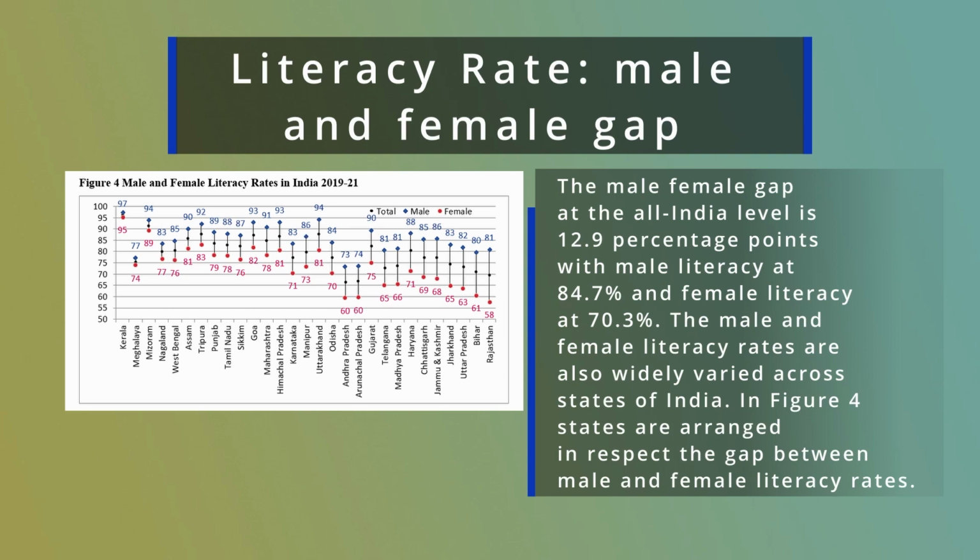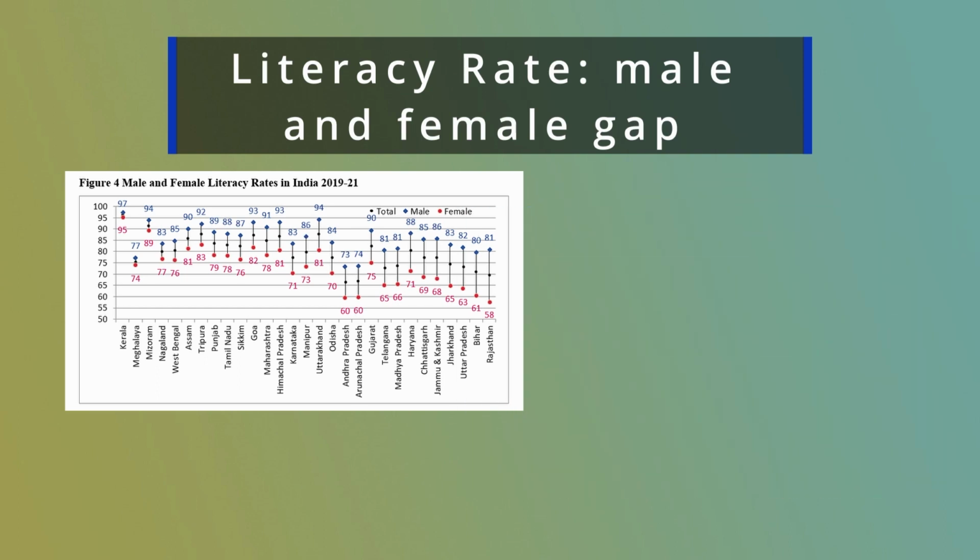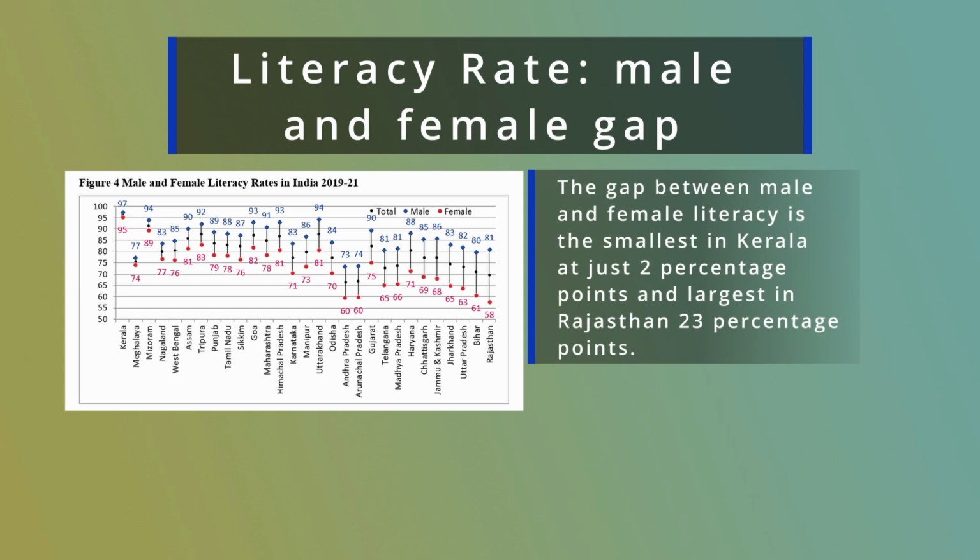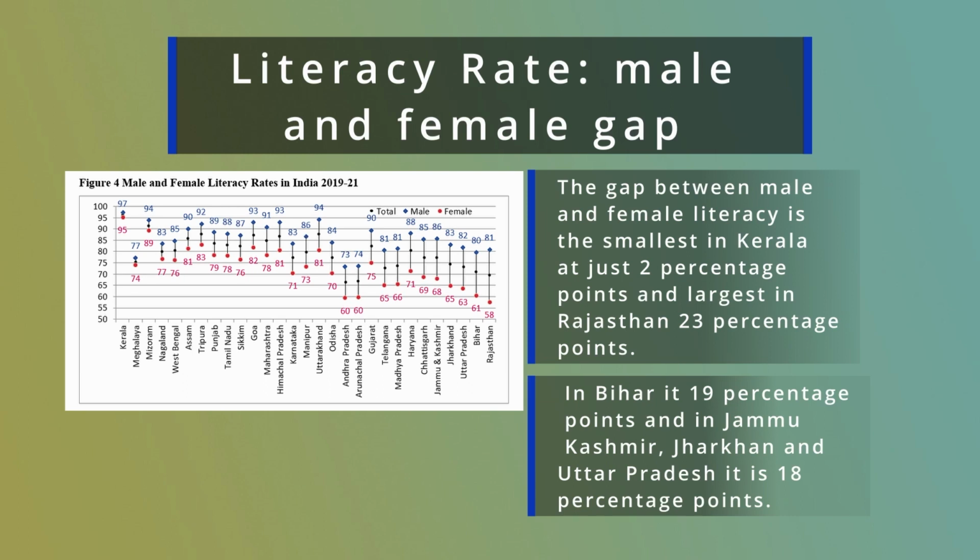And this is an important indicator to understand the development of a particular region. If you consider Kerala, then the literacy gap is only 2%, whereas in case of Rajasthan, the literacy gap in between male and female is 23 percentage points. In case of Kerala, 97% males are literate and 95% females are literate. Therefore, the literacy gap is 2%.